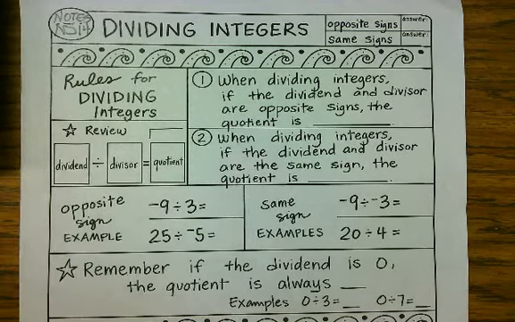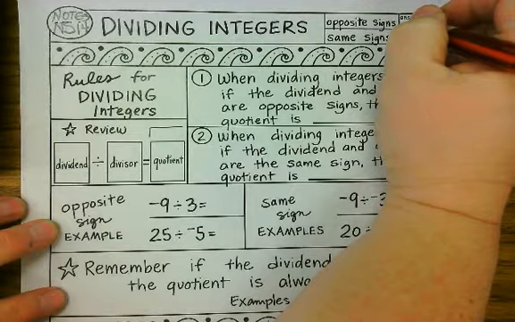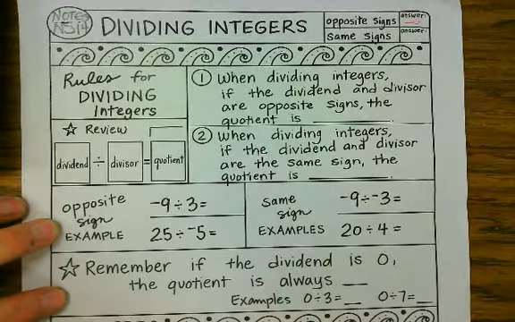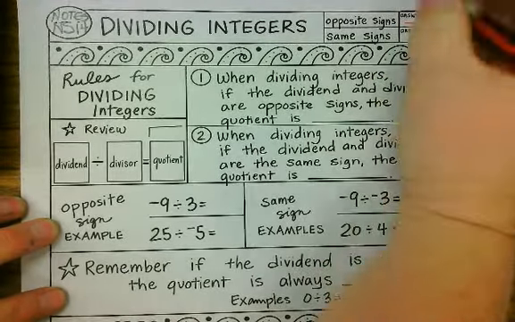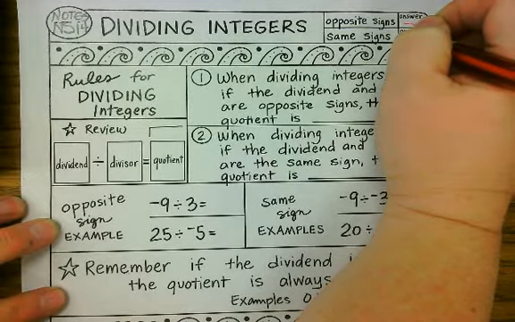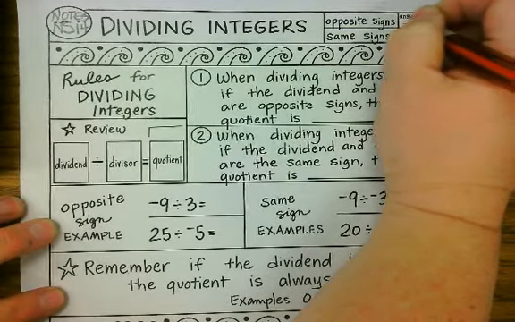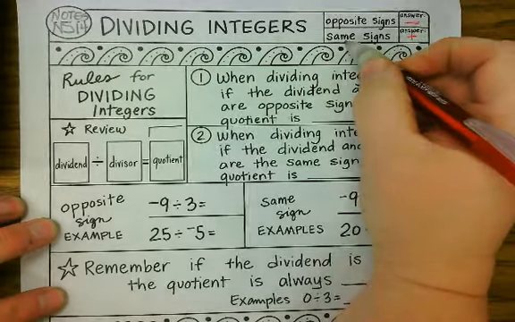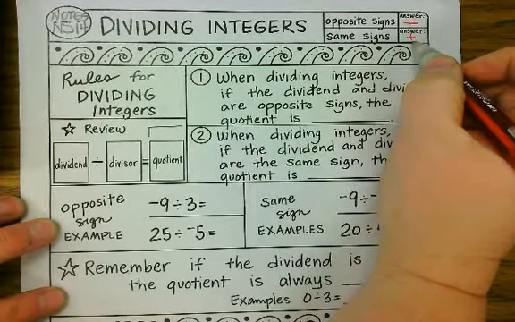Okay, so today we are working on NS14, dividing integers. And first off, let's just begin at the beginning. Opposite sign. What does it look like? Positive sign. What does it look like? So opposites means negative. Same means plus.